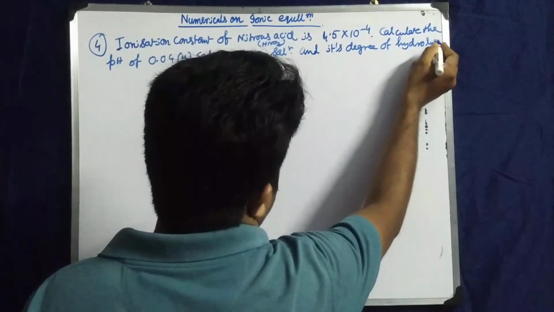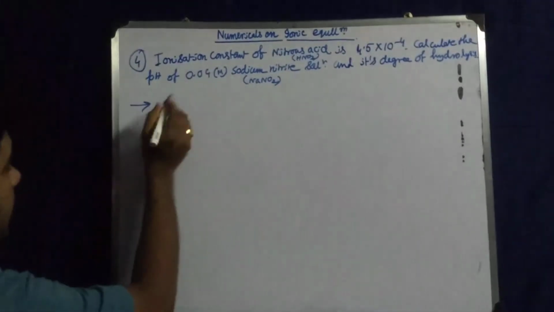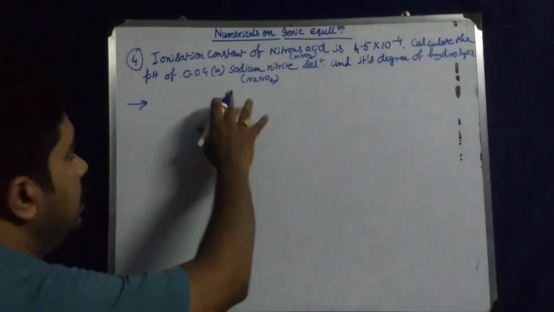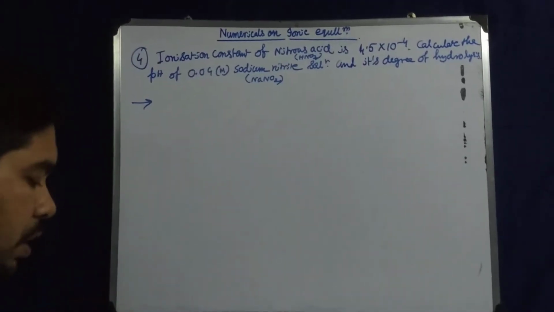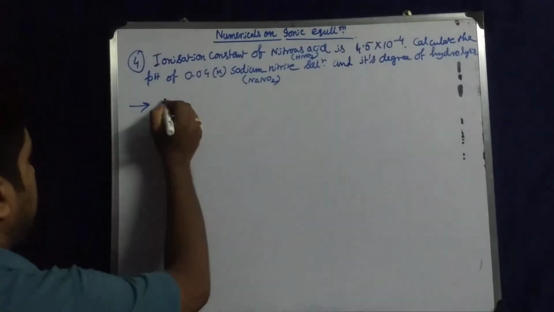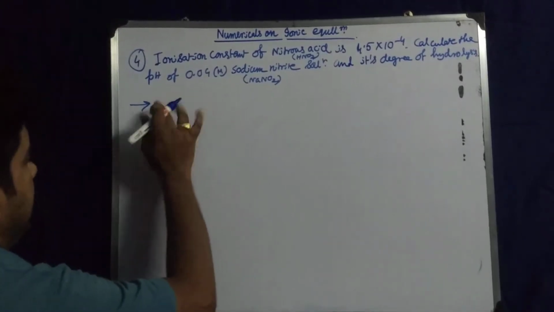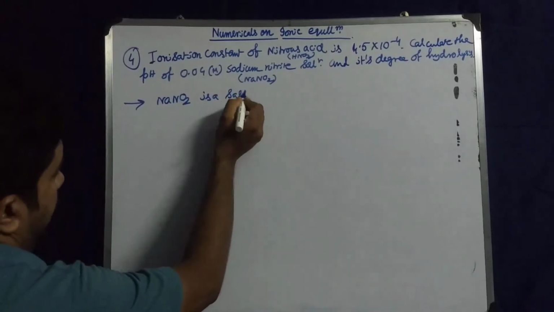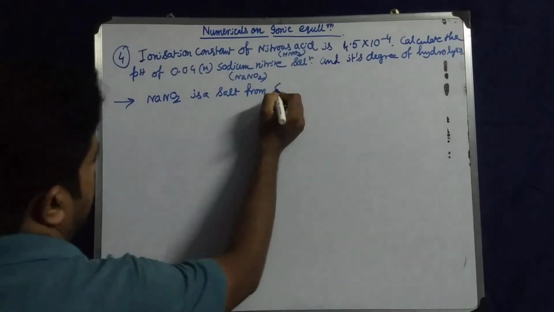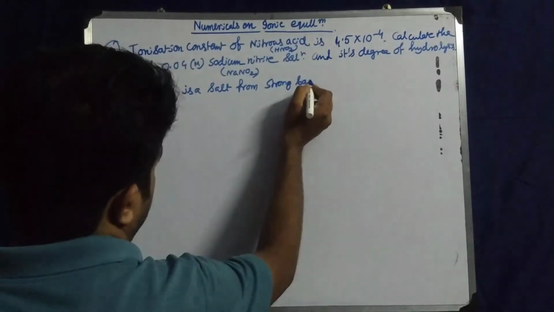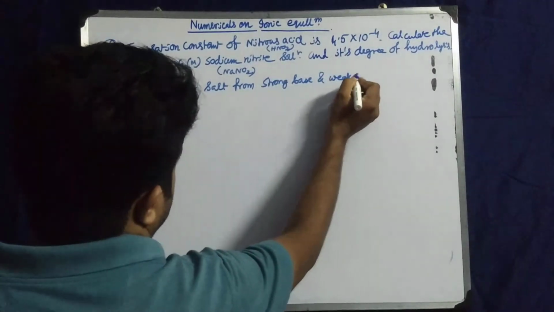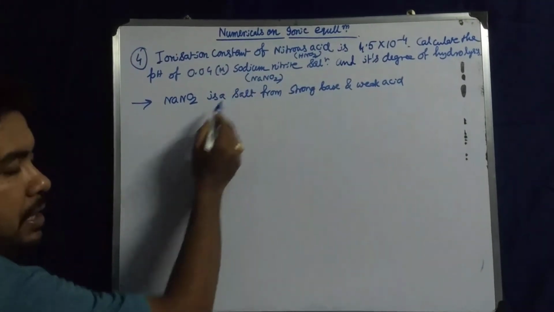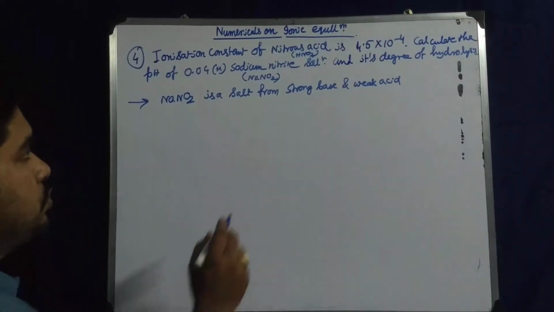hydrolysis. We know that. So we got the example over here that is related to the hydrolysis of salt. Which salt is there? Sodium nitrite. So let's talk about it. At first what we will do? Sodium nitrite we will write. NaNO2 is a salt from what? Salt from strong base and weak acid, isn't it? We know that acid is weak already given, and base means NaOH. From NaOH we get the cation Na. So strong base, weak acid.